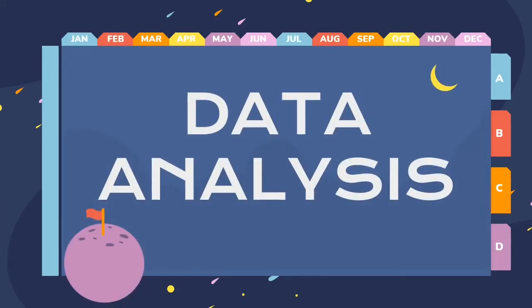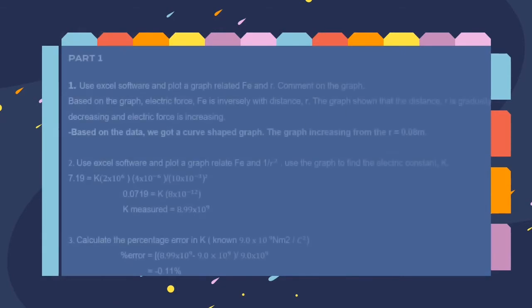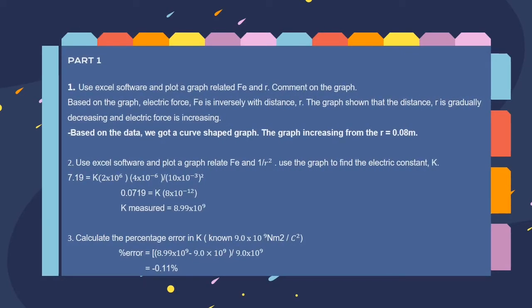Next is data analysis. Data analysis for part 1. From the graph of Fe versus r, the comment is as follows. Electric force Fe is inversely proportional to distance r. The graph shows that as the distance r gradually decreases, the electric force increases. So based on the data, we got a curve-shaped graph. The graph increases from r equal to 0.08 meter.